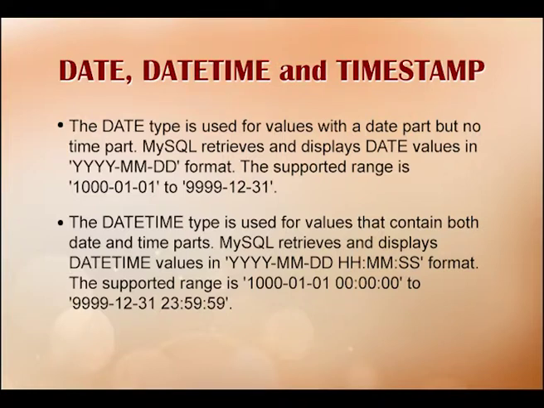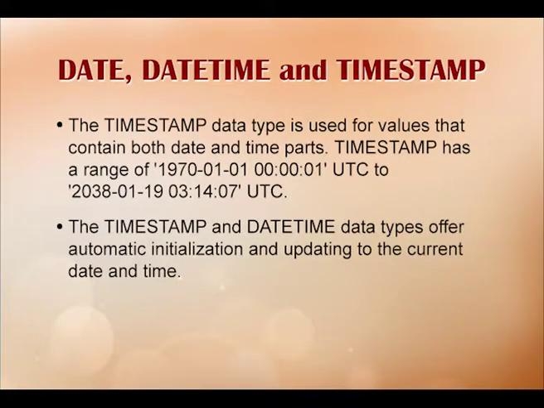The range is given on the slide, just follow the range. Then comes the timestamp. The timestamp data type is used for values that contain both date as well as time part, and the range is given over there. Date, time and timestamp data types offer automatic initialization and updating to the current date and time.